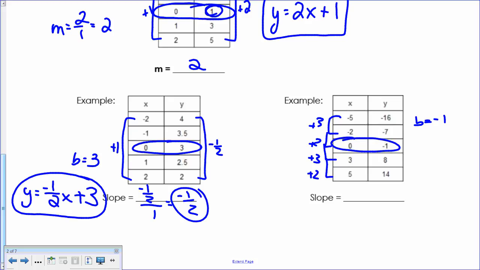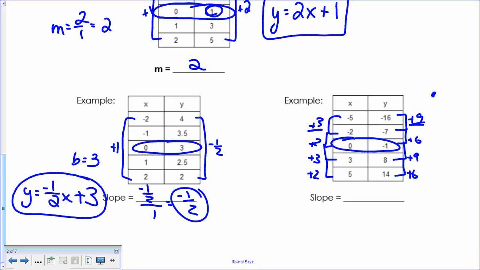So when it didn't have a constant rate of change, when we were just figuring out slope from a table before, what did we have to do? How do we figure out the slope when nothing was constant? Right, the change in y over the change in x. So I'm going to erase this b equals negative 1 because we know where that is. So from negative 10 to negative 7, what's that increase? 3. From negative 7 to negative 1, 6. From negative 1 to 8, 9. So again, change in y over the change in x.